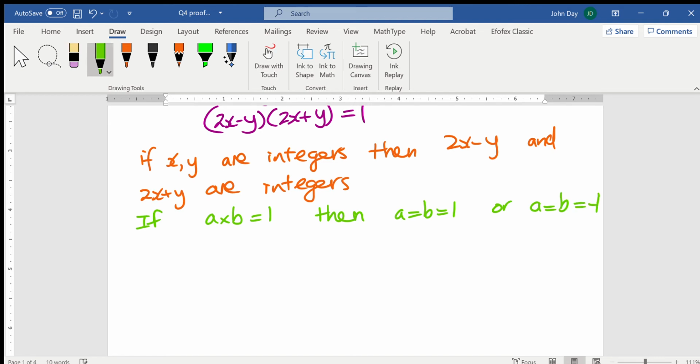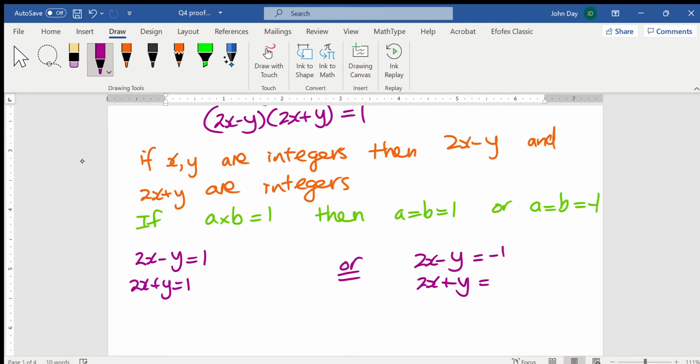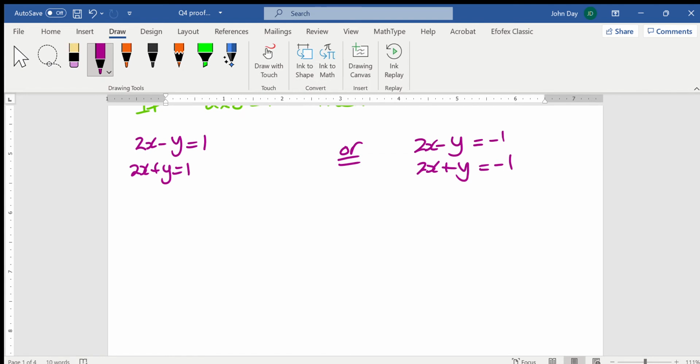All right, so let's get back to our original. 2x minus y equals 1 and 2x plus y equals 1, or 2x minus y and 2x plus y both equal minus 1. That's the only way we can get to those two integers multiplying together to equal 1 if x and y are integers. So I need to solve the simultaneous equations.